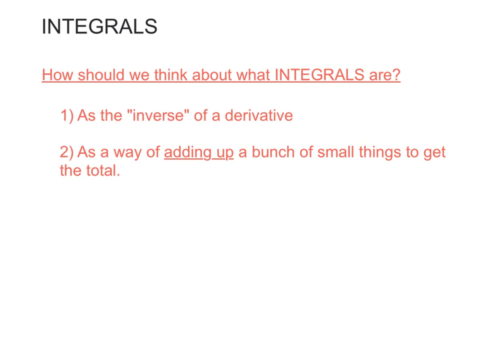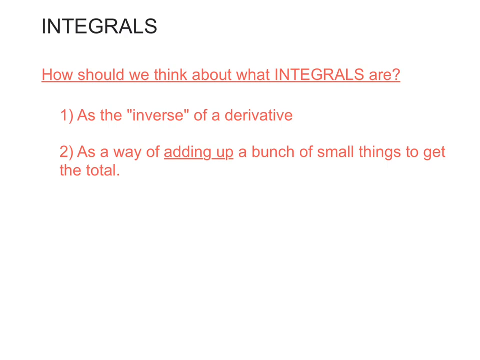For example, if you have a function and you take its derivative, then if you take the integral of that derivative, you get back the original function. Likewise, if you have a function and you take the integral of it, then if you take the derivative of that integral, you get back the original function. So in a certain sense, a derivative and an integral are inverse operations. They undo one another.